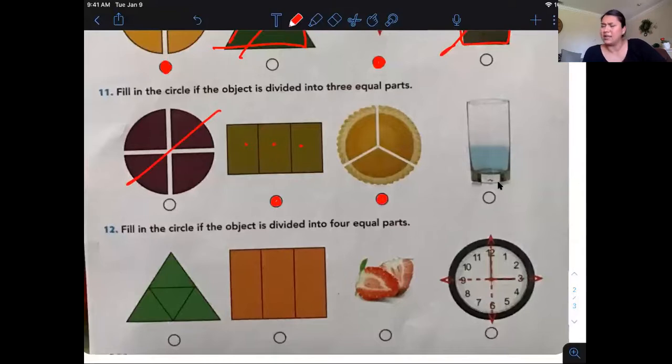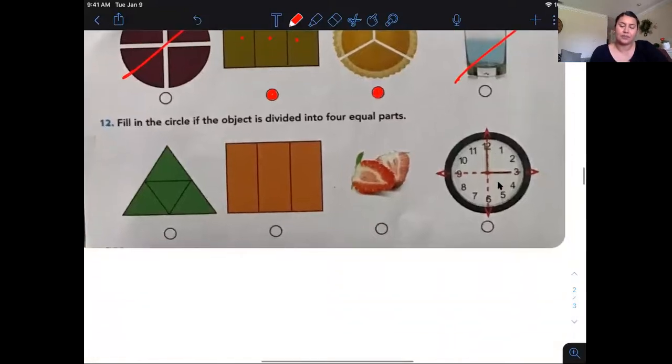Okay, 1, 2, 3 parts, equal parts. Very good. Bubble it in. And the glass of water. That looks less than half. So no, not the glass of water. You don't have to put an X on it. I'm just doing that so you can see it and you don't get confused, okay?